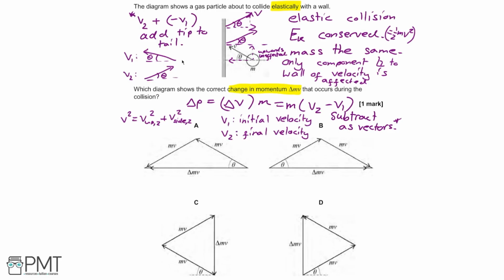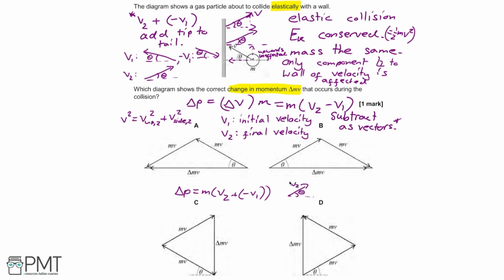Now, our final step before we can add these two together is to write out minus v1 as a vector. Specifically, we just have to change the direction of the arrow. So this will look like this. So now we're going to calculate delta p as m v2 plus minus v1, like so. If we add these two tip to tail, we have an angle theta here.